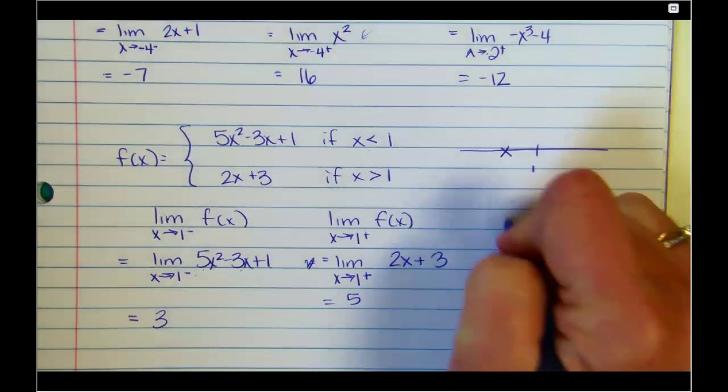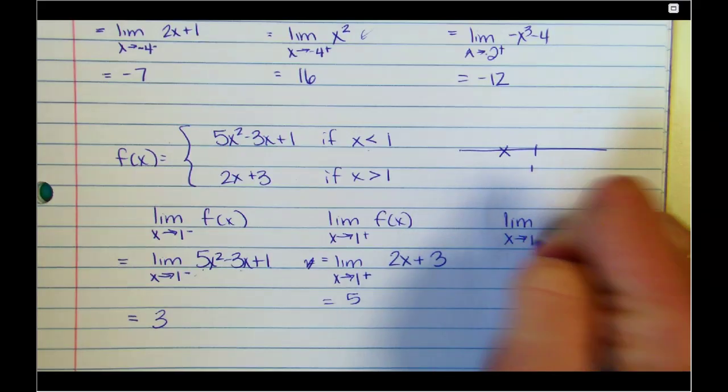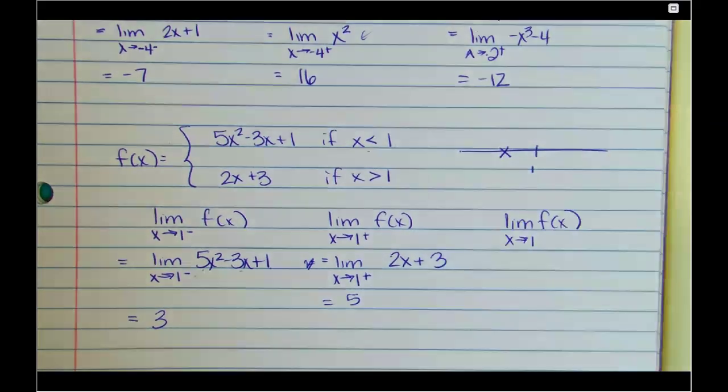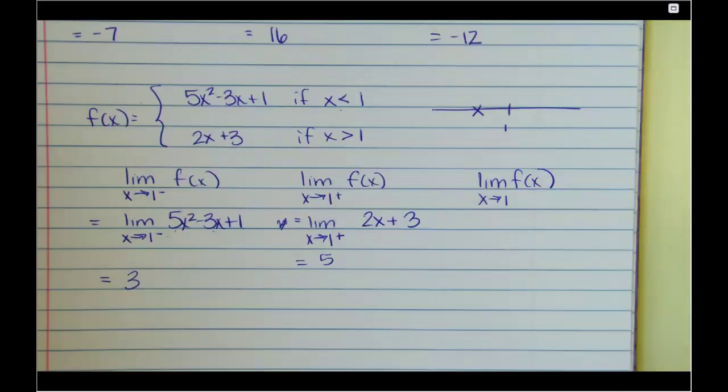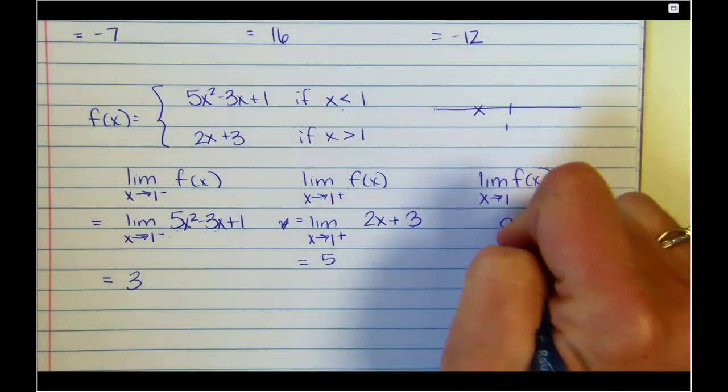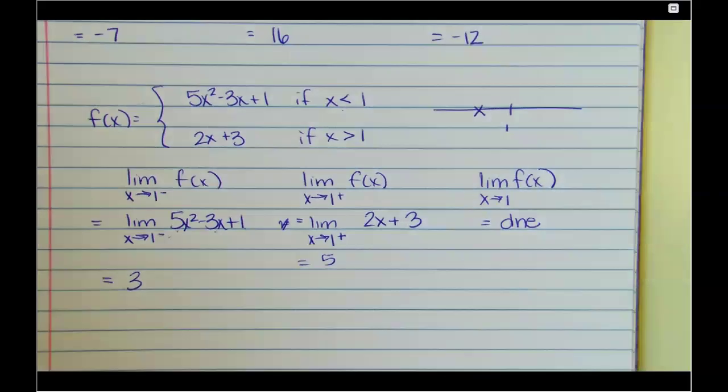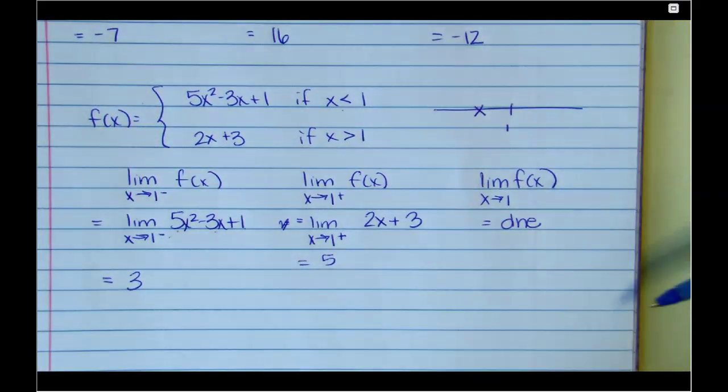What's the limit as x approaches 1 of f of x? DNE. Okay. Now, why? Because none of them are equal to. So you're on the right track. There is no hole.